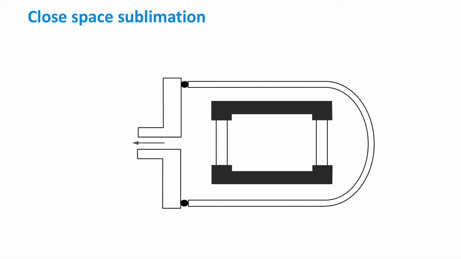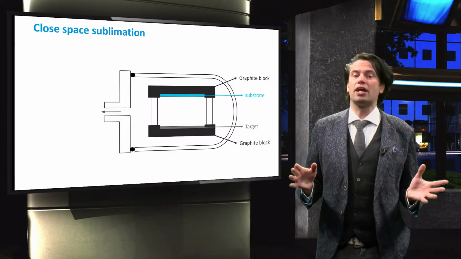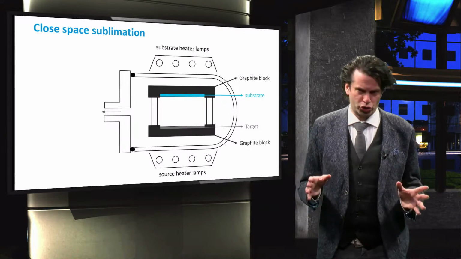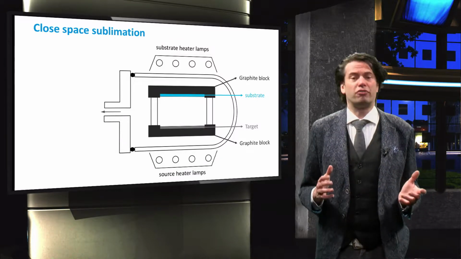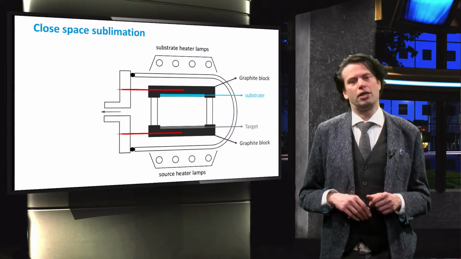Like the other physical vapor deposition techniques, closed-space sublimation takes place in a vacuum chamber. Two graphite blocks are placed close together, ranging from a couple of millimeters to 1.5 centimeters, and are separated by two spaces. The substrate is placed on one of the graphite blocks, while the target material is placed on the other. Two heater lamps are used to heat up the graphite sources up to a temperature of about 500 degrees Celsius. The temperature of the graphite block is controlled using a thermocouple.